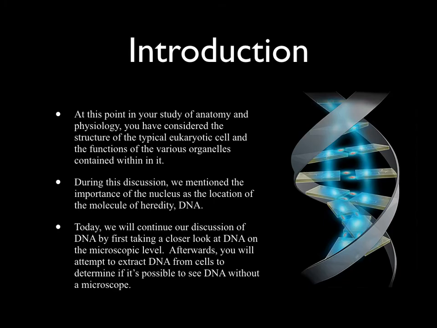In the previous lab, you learned about the structure of the typical eukaryotic cell, the cells that comprise the human body. You learned that most body cells have three main parts: a nucleus, cytoplasm and organelles contained within it, and the plasma membrane. During the discussion of the cell, we focused quite a bit of attention on the nucleus, and in addition to being the control center of the cell, we said that the nucleus is important because it houses DNA, the molecule of heredity.